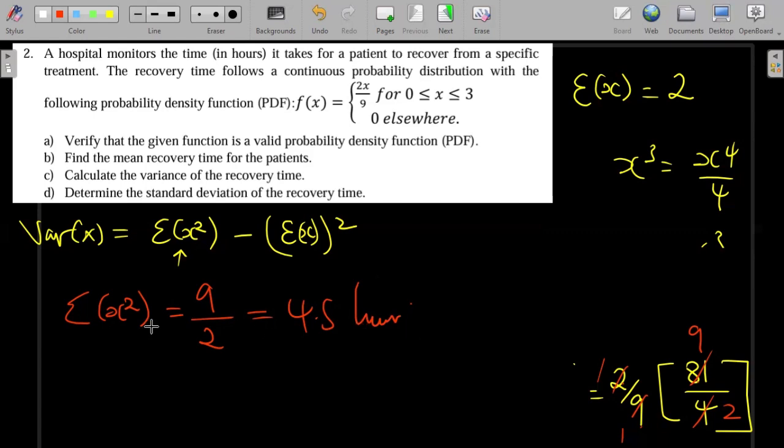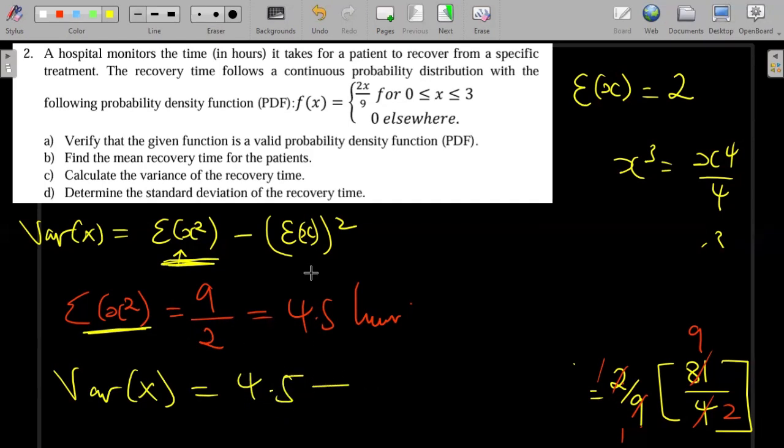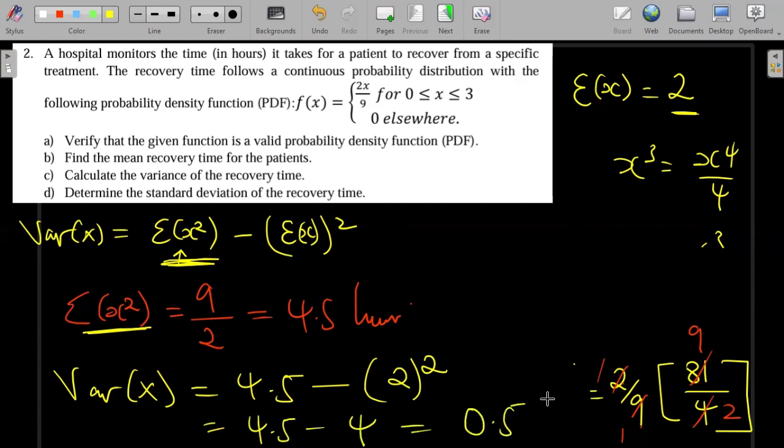Okay, so this is our expected value of x squared, but our goal is to find the variance. So variance is equal to the expected value of x squared, which is 4.5, minus the expected value of x, but we square it. So the expected value of x was 2, and then we square it. So we're going to have 4.5 minus 4. So this will just be 0.5. Okay, so it means our variance there is just 0.5.